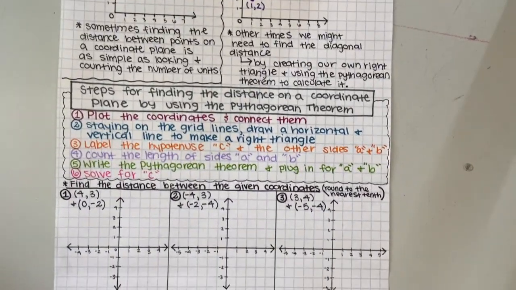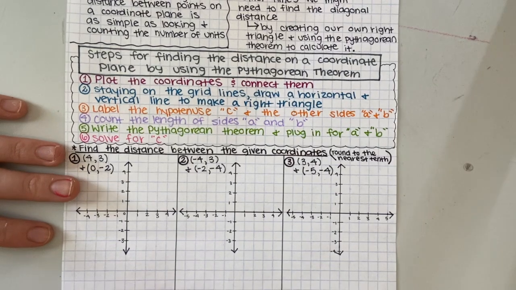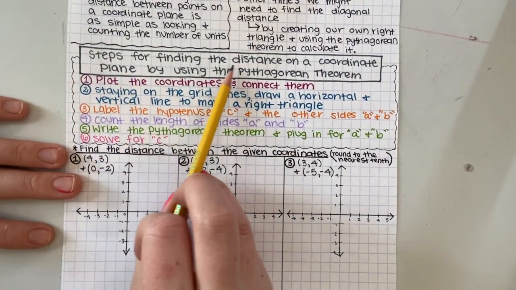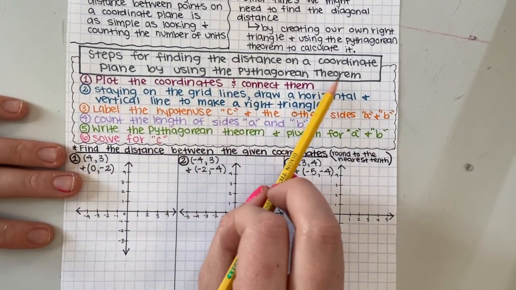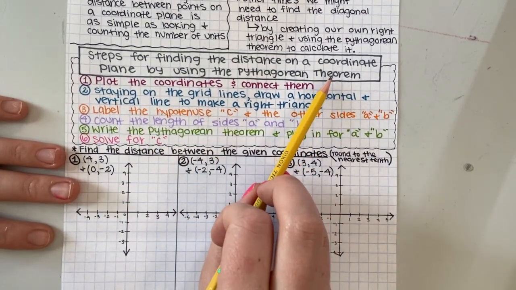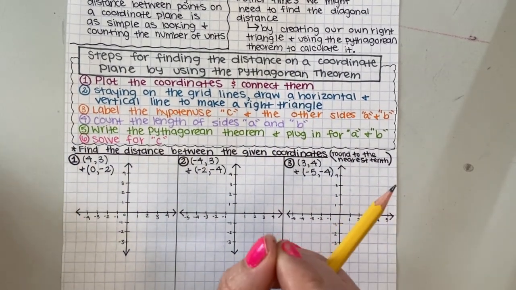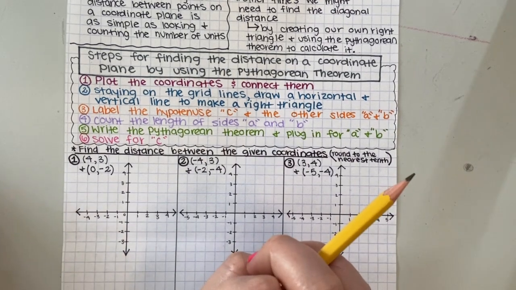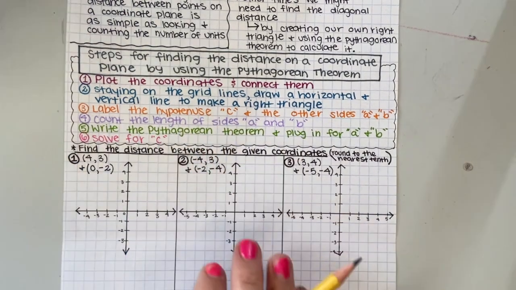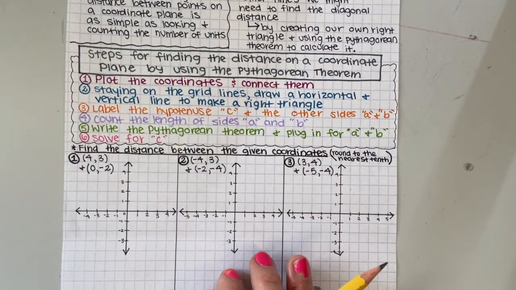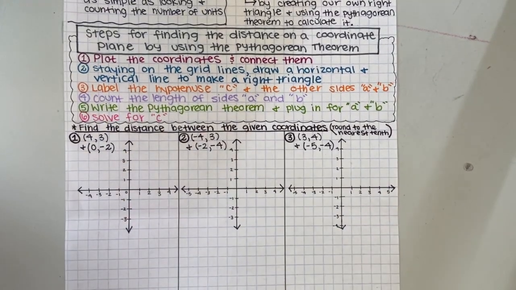So like normal, we have some steps to follow. This says steps for finding the distance on a coordinate plane by using the Pythagorean theorem. I know the Pythagorean theorem is a way of working with right triangles to find unknown distances of one of the sides of a right triangle. So my first step here is going to be to plot the coordinates they give us and connect those dots.